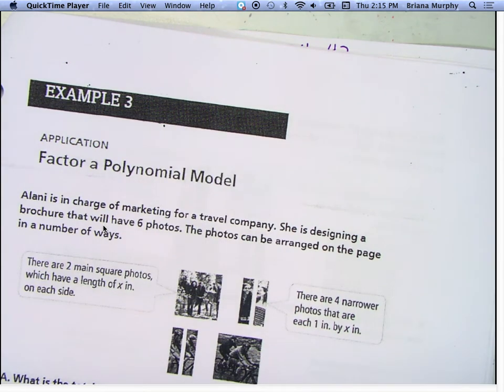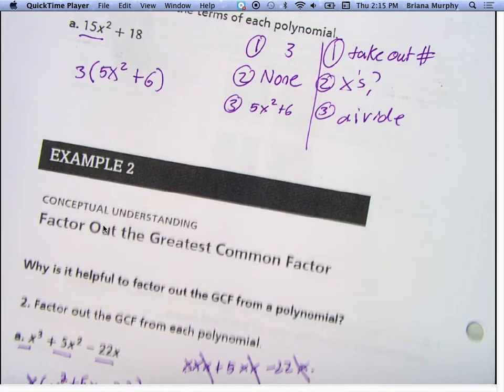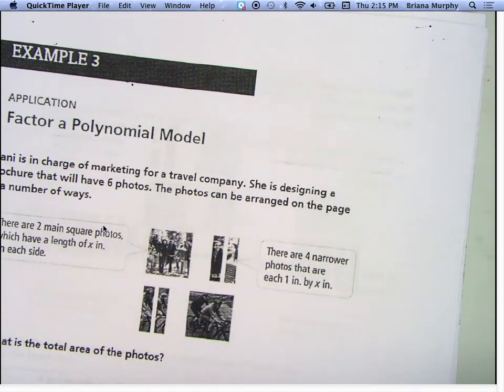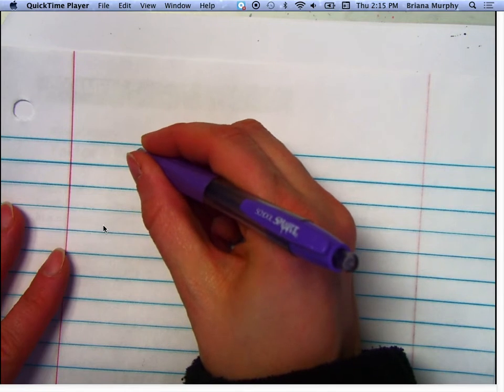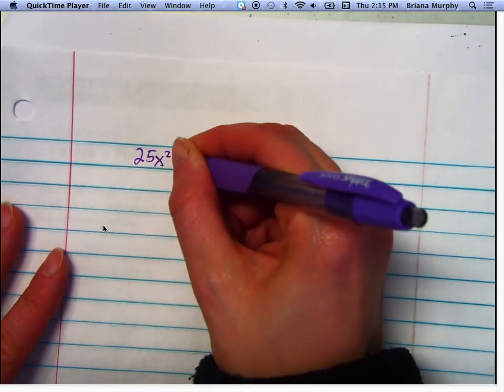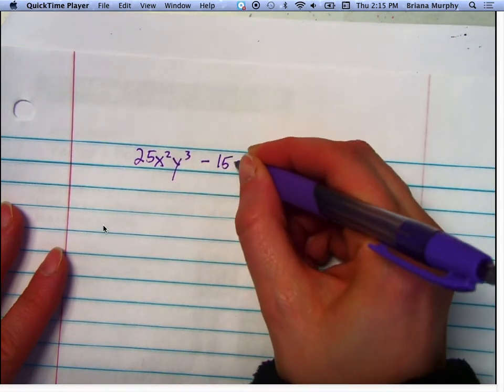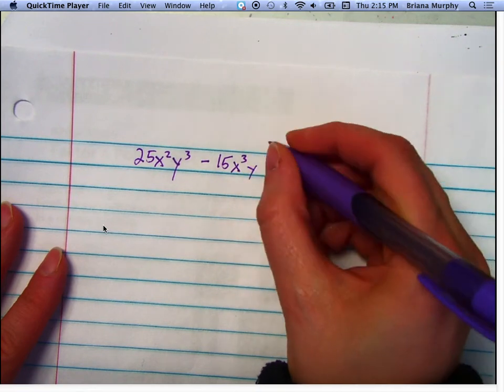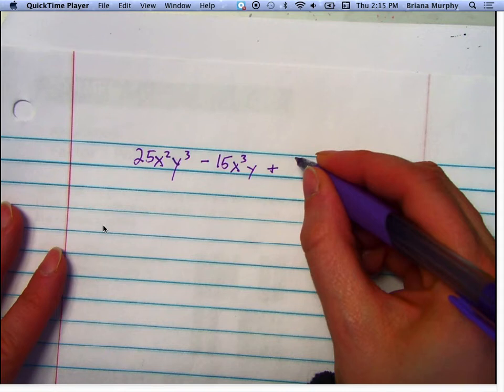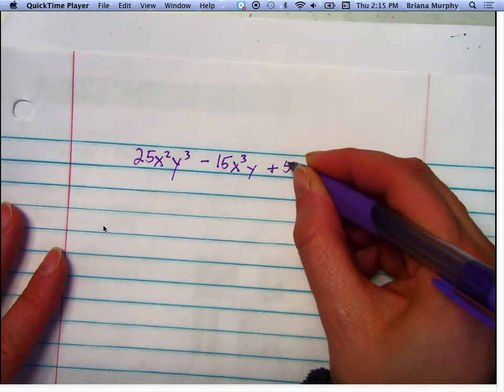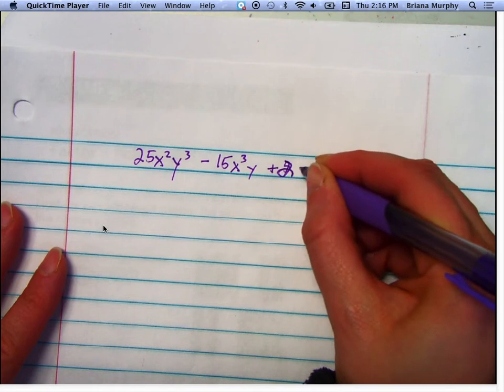Let's try this one. You can add more problems down here if you want, or on the side of your paper or wherever. I'm going to put it on a separate sheet of paper just so it's neater for you guys to see. Okay? So let's do this.